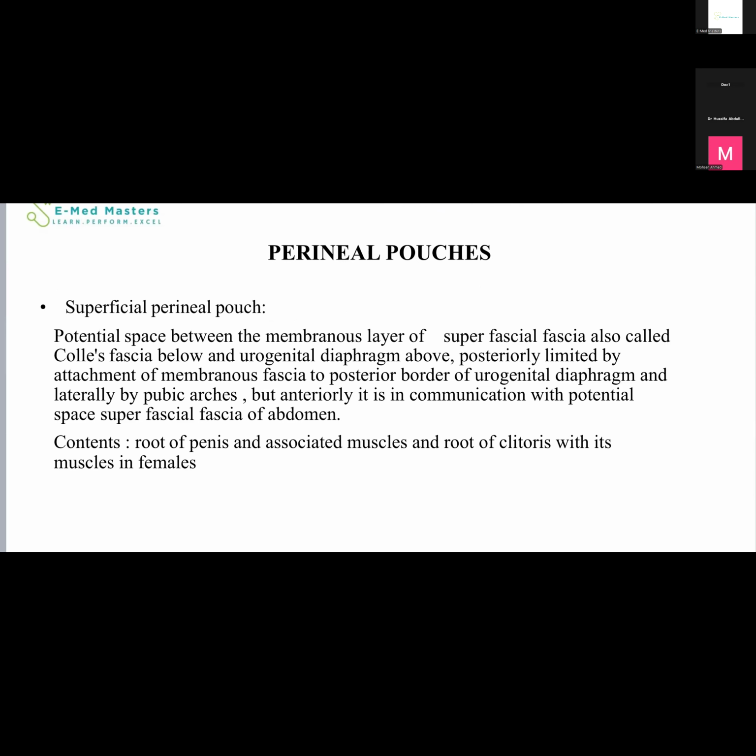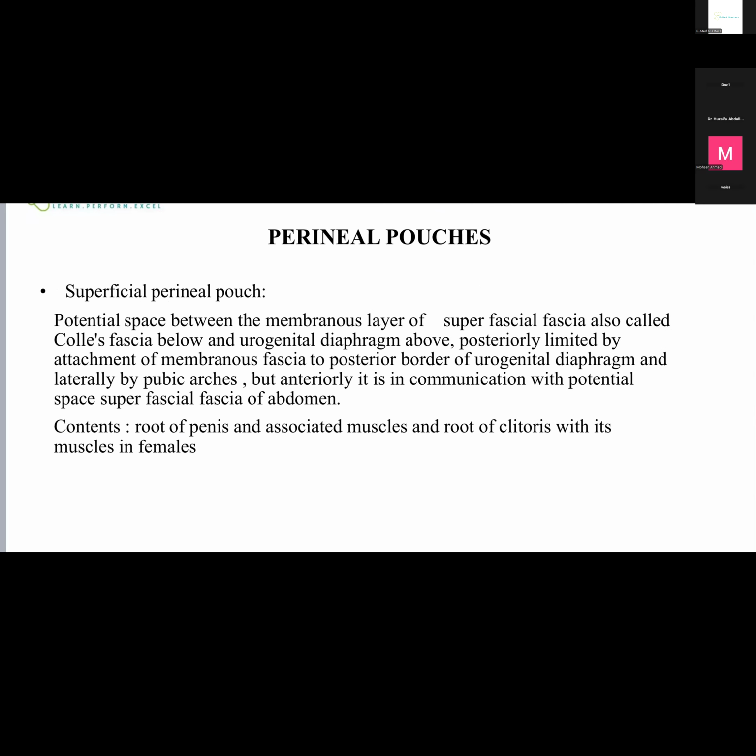There are 2 types of perineal pouches: superficial perineal pouches and deep perineal pouches. You must remember the contents present in the superficial and deep perineal pouches. So what is the superficial perineal pouch? The superficial perineal pouch is a potential space between the membranous layer of the superficial fascia, also called Colles fascia, below, and the urogenital diaphragm above. Posteriorly, it is limited by the attachment of membranous fascia to the posterior border of the urogenital diaphragm, and laterally by the pubic arch.